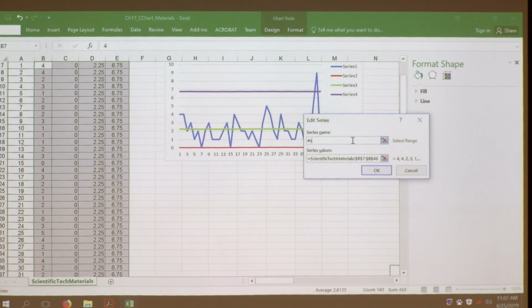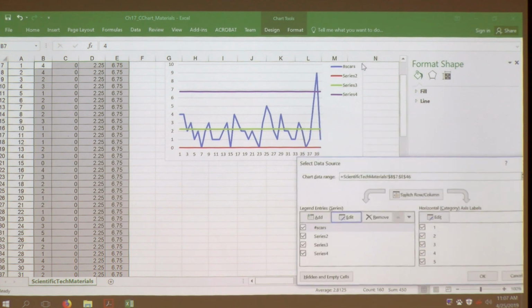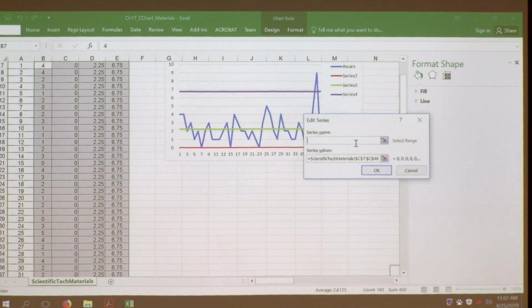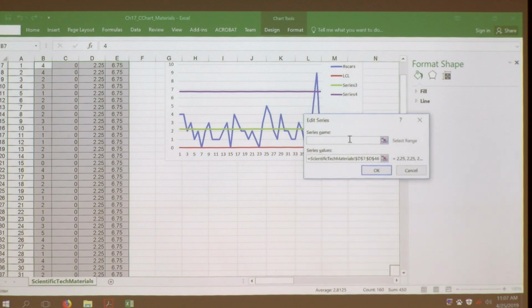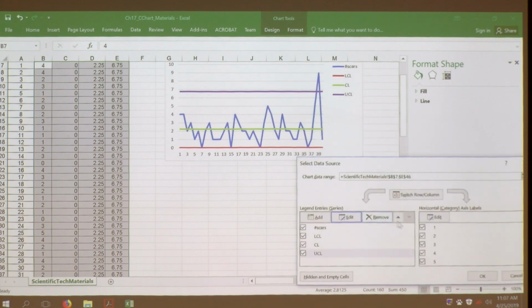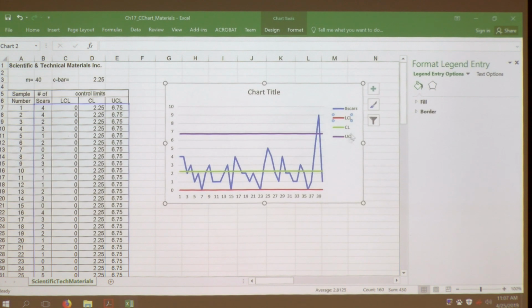Number of scars. You see, it becomes number of scars. And this Series 2 is the lower control limit, so you just put a lower control limit. Then Series 3 is the center line. Then you click Edit, center line. And Series 4, you can put upper control limit. And this will become your upper control limit. Then click OK. Now you got the legend.